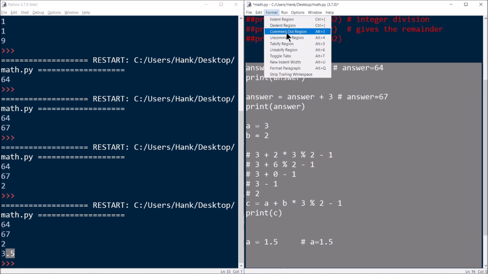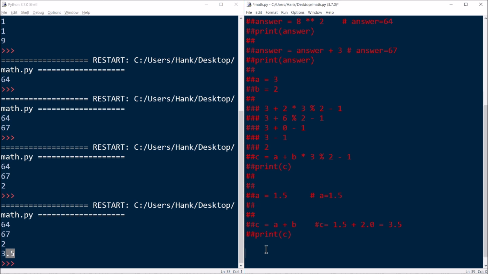Let's see here. So, comment out region. I should just remember it's all 3 to do that, but whatever.